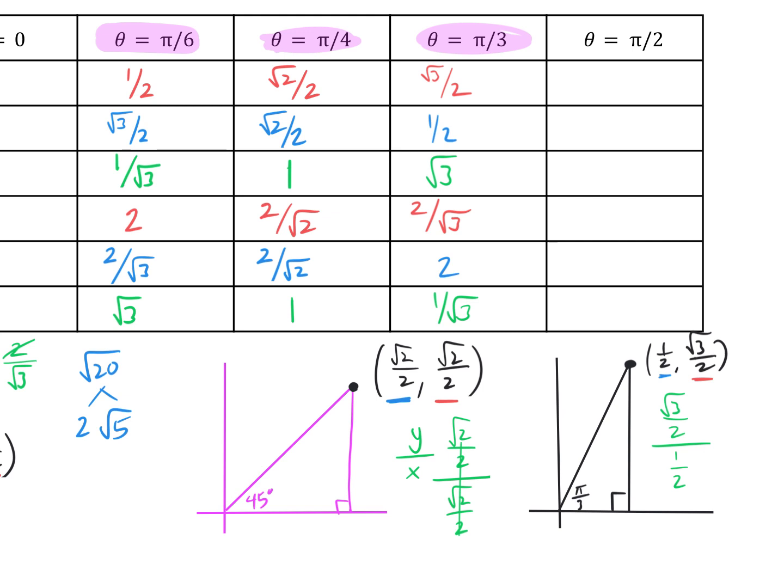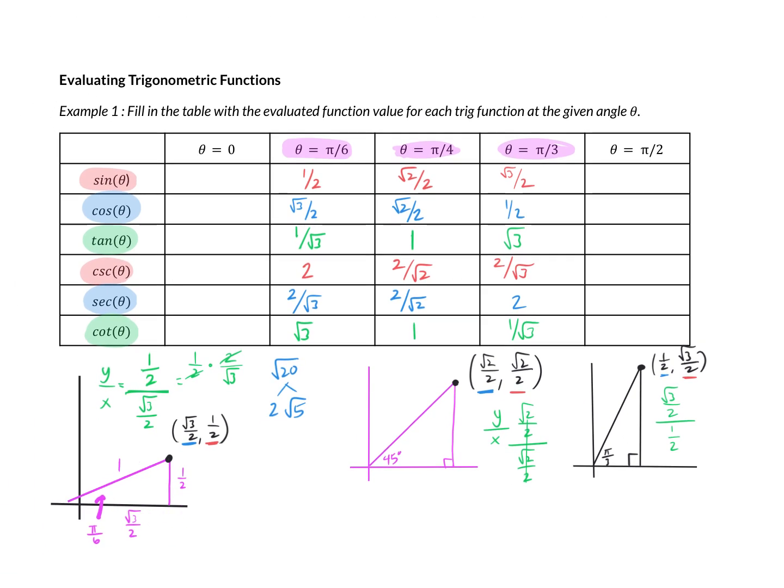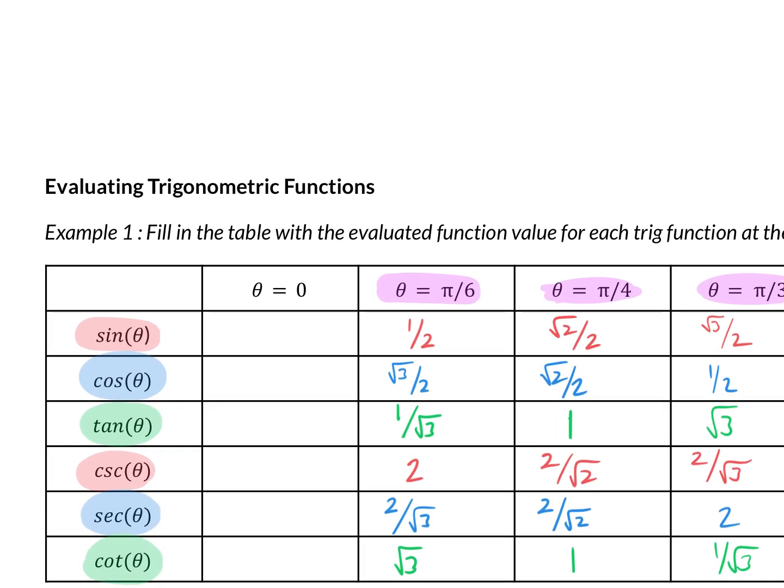Now, if we look at 0 and pi over 2, 0 and pi over 2 are actually on the x-axis and the y-axis, right? So it's a little trickier because we only have 2 numbers, 1 and 0, right? So let's look at 0 first, okay? I'm going to draw my little picture up here.